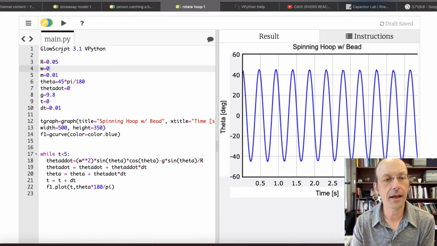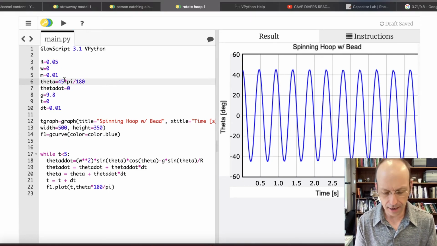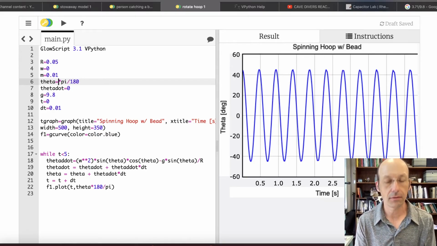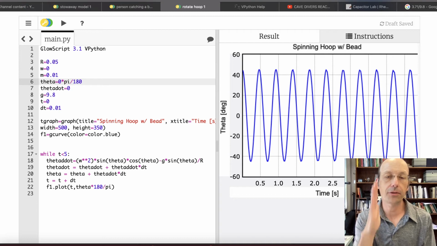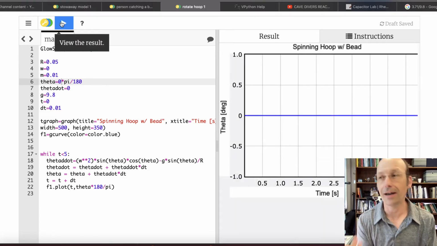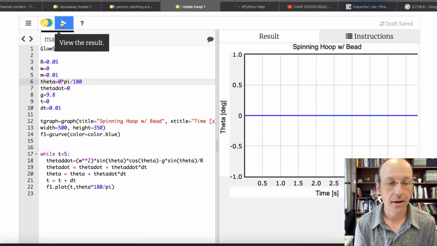Let's put theta at 90 degrees. Oh, no. I have it as, let's put it at 0. So now I'm starting it straight at the bottom. And if it's not rotating, then it should stay there. Okay, that worked. That worked.